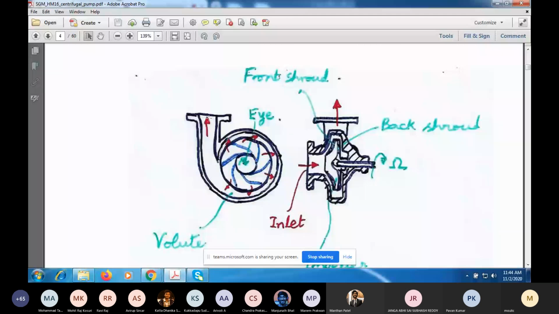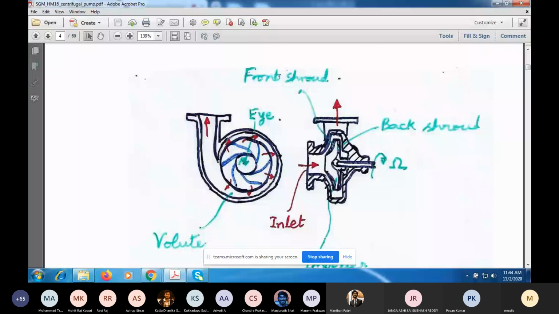And this is the other view. So I've shown the shaft here, which will rotate with the constant angular velocity omega when you switch on the motor. And this is the impeller. So this is a section through the front shroud. And this is the back shroud. So this inlet section is the eye of the impeller.